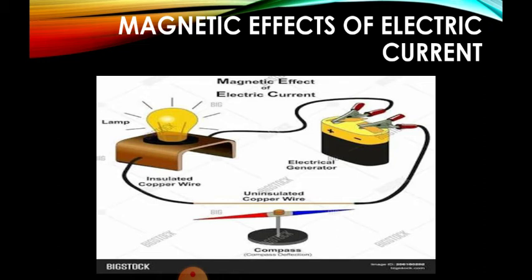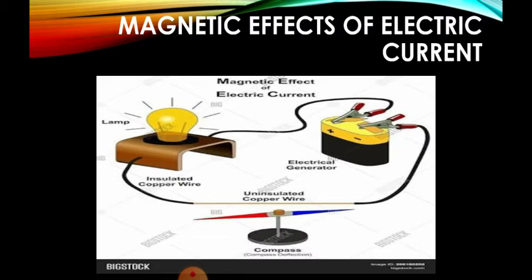Now what do you see here? There is a magnetic needle there. Do you know how a magnetic needle deflects? Yes, if you bring a bar magnet near a magnetic needle, you will find that there is a deflection in the magnetic needle. But can the electric current deflect the magnetic needle? Yes, it can deflect the magnetic needle. Let us see how it happens.